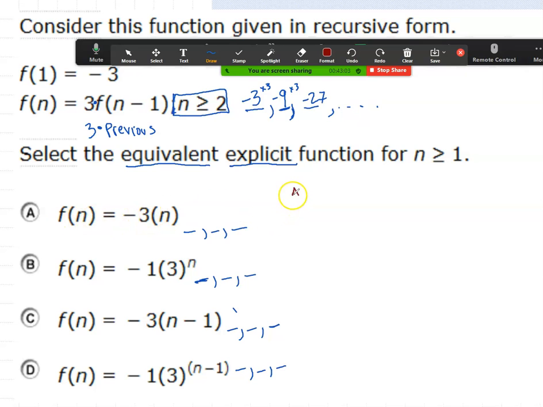So let's look at A. So for A, this is what I'm doing for A. I am replacing the n with 1, 2, 3 because I'm trying to find the first, second, and third. So let's do the math here. And you see that this -6 messes that problem up, so it's not going to be A because I was looking for a -9 on the second value.